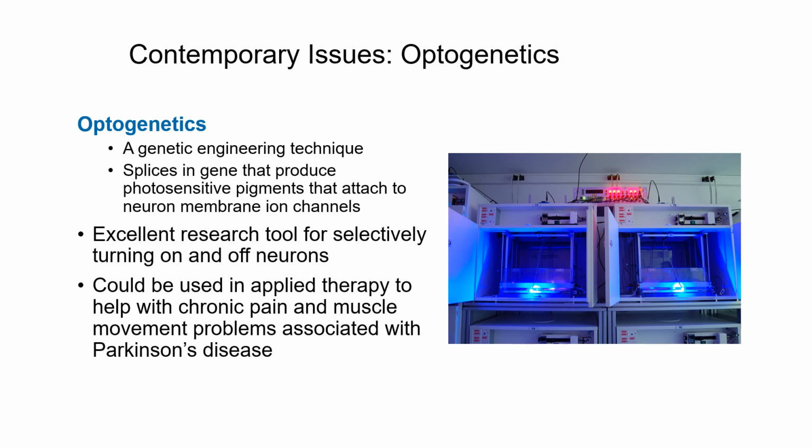And one of the ways we've been able to use this in humans is to help with chronic pain and muscle movements and problems associated with things like Parkinson's. So it's a genetic engineering technique that doesn't get rid of Parkinson's, but it can help remove some of the issues of Parkinson's.